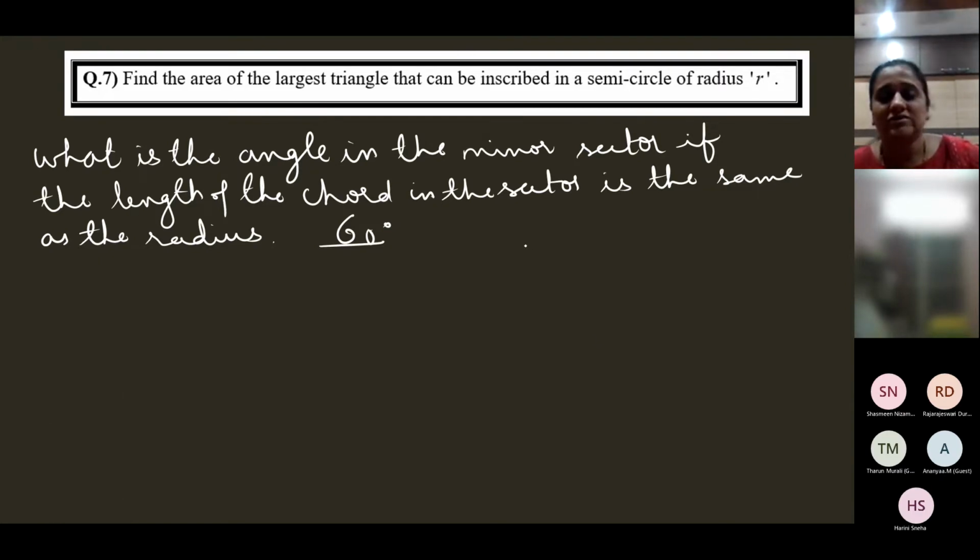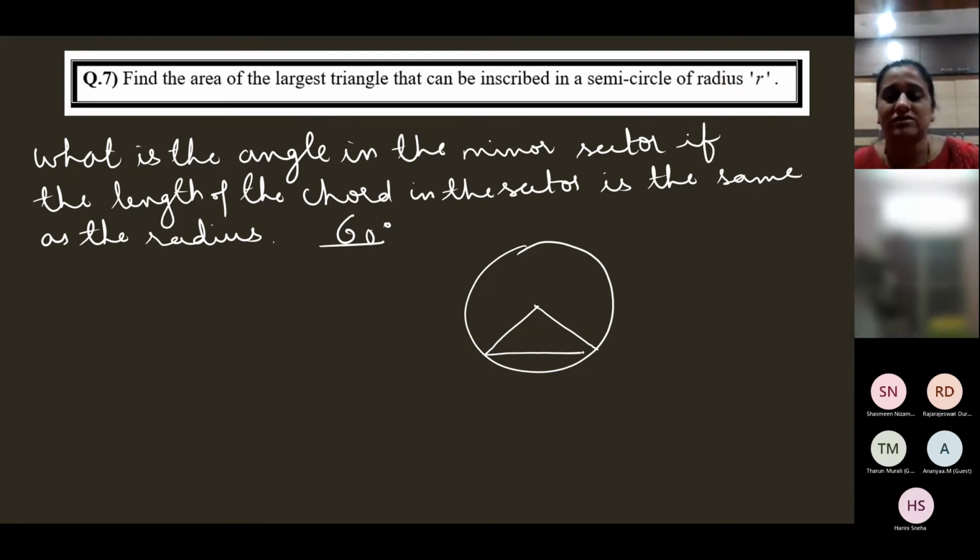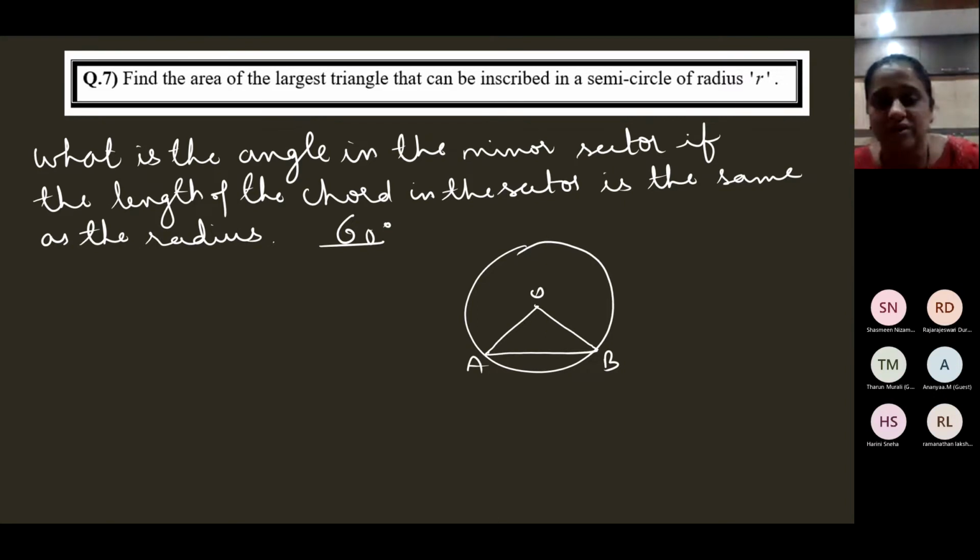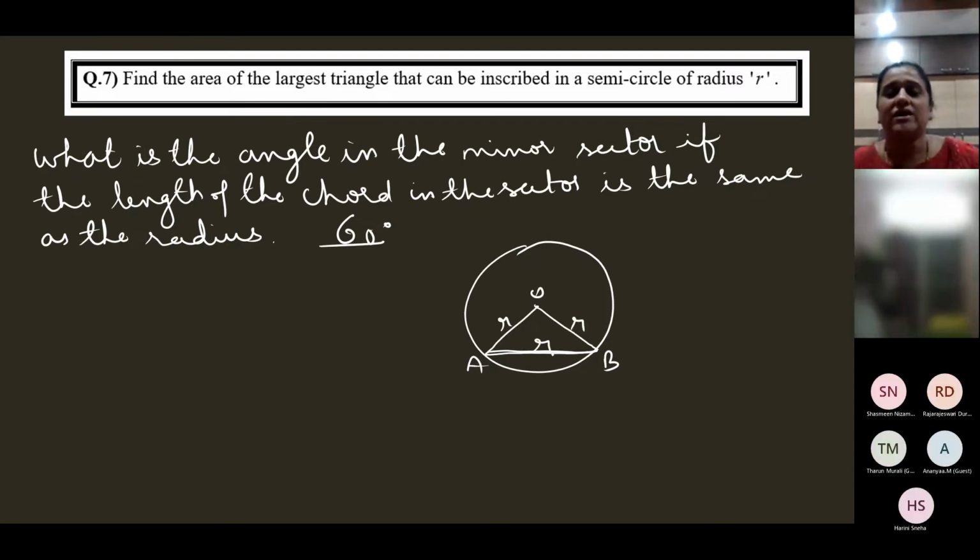Okay, let me show you again. Circle, minor sector. Chord in the sector. So this is the chord in the sector, OAB. Now, the length of the chord, AB is the chord. The length of the chord is the same as the radius. So radius is R. Here, this is R, this is R. This is also R. That means it's an equilateral triangle. All the three sides are equal. So the sector angle will be 60 degrees. Yes or no, children? Understand? Yes.